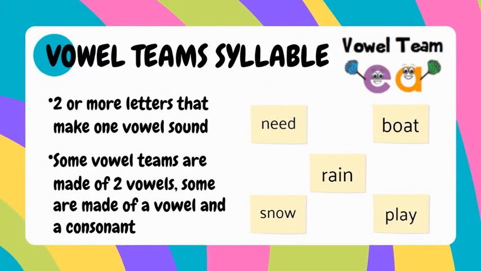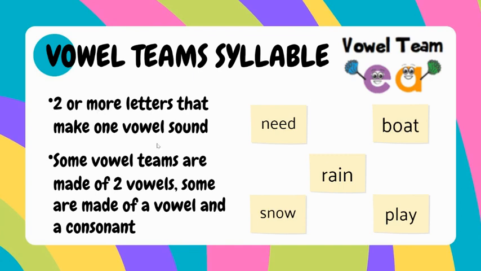Then we have the vowel team syllables. So this is where you have two or more letters that make one sound. And those letters could be two vowels. Those letters could be two consonants. But either way, it's when you have two letters that work together as a team and they formulate a different sound.